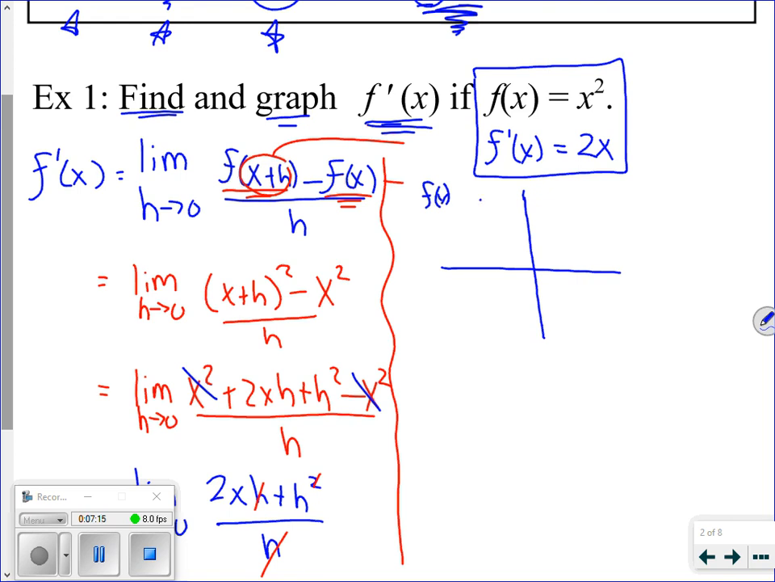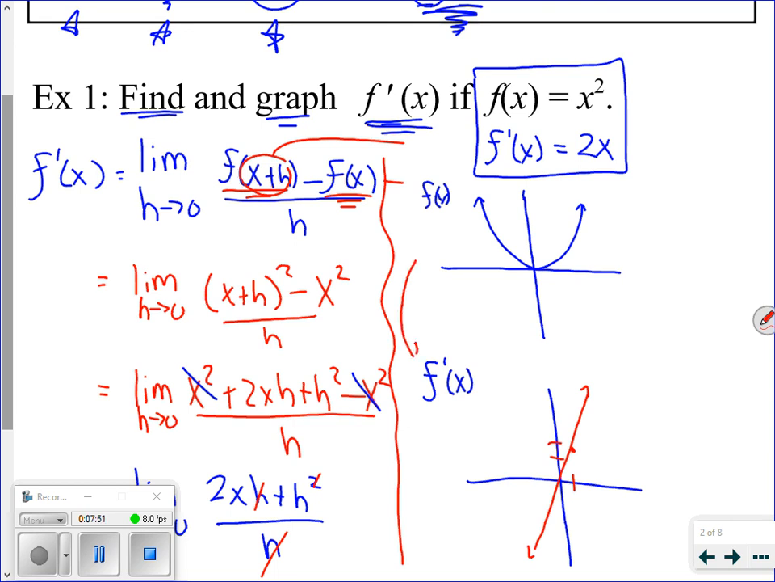F of x is a parabola, okay? You know what a parabola shape looks like. There it is, okay? Now, if I were to graph f prime of x, okay? F prime of x is the line 2x. So it's just a simple line. We're going over 1, up 2, and the line looks like this. Okay. Now I want us to make an observation here, make some comparisons between f of x and f prime of x.